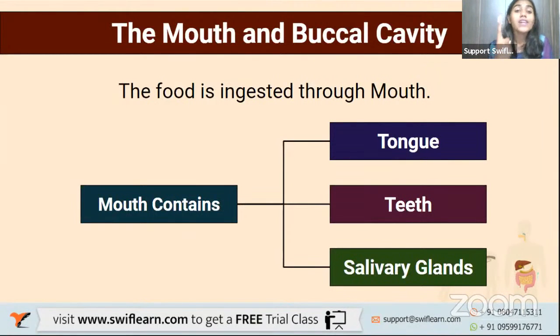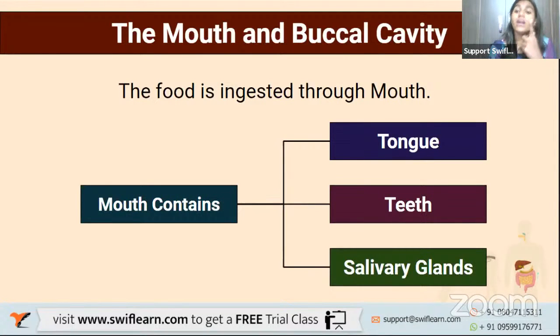Okay, so the first one is your buccal cavity. Now, buccal cavity is nothing but your mouth. What all is there inside your mouth? You have teeth, you have tongue, and you have salivary glands, which are about here. Now first, your teeth will break down food, right? It helps in breaking, biting, cutting, chewing. All this is done by your teeth.